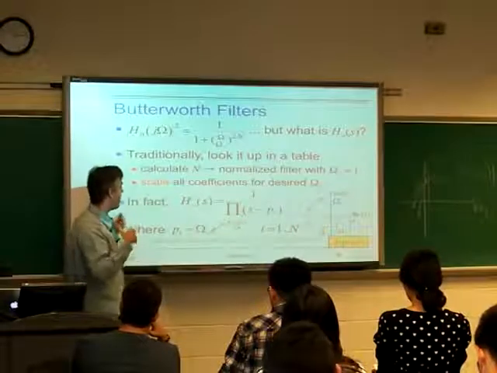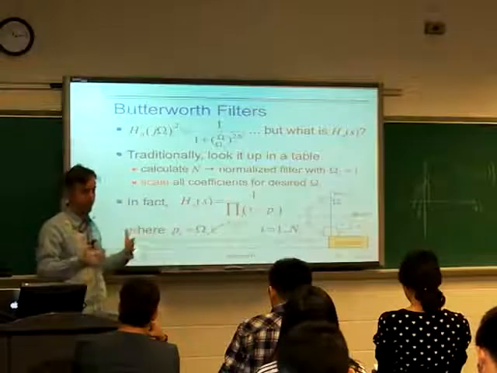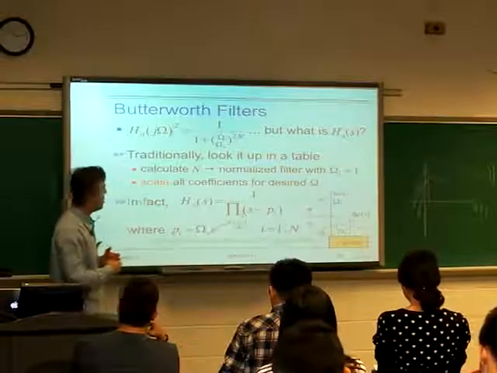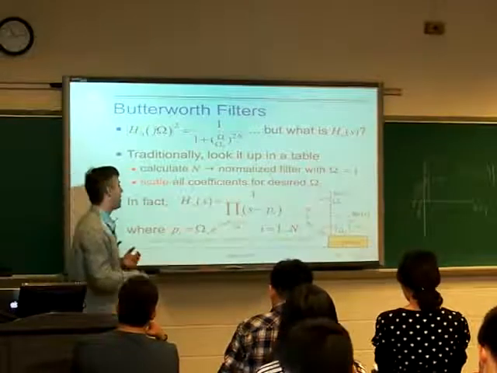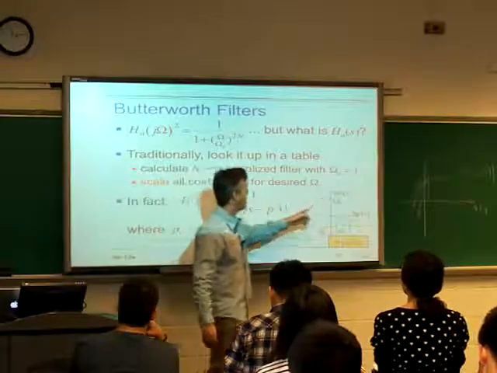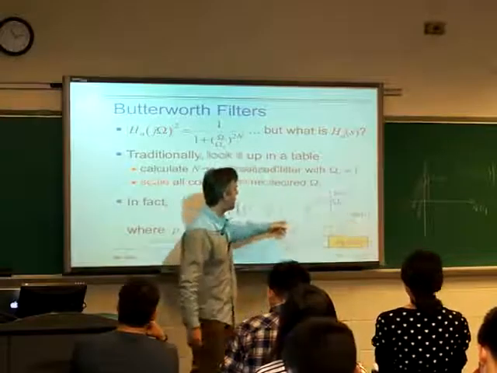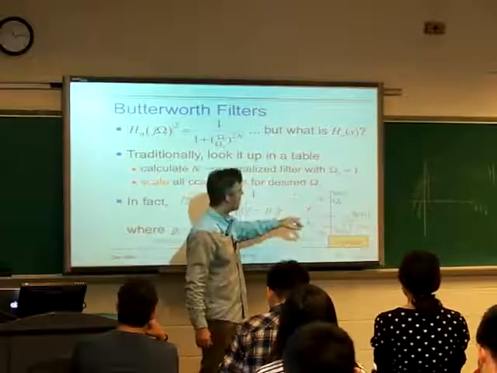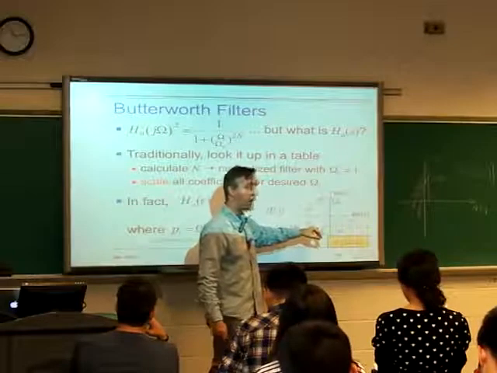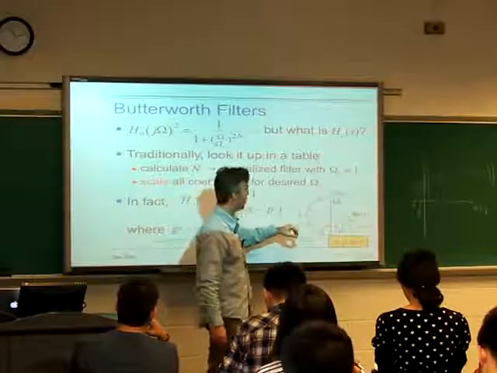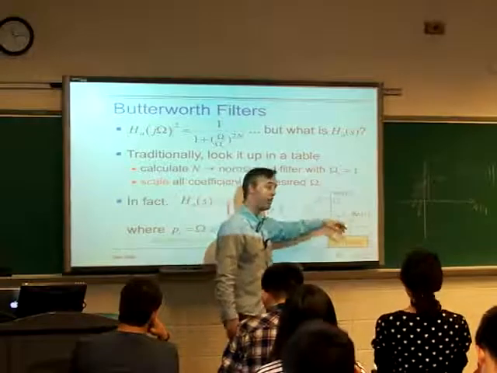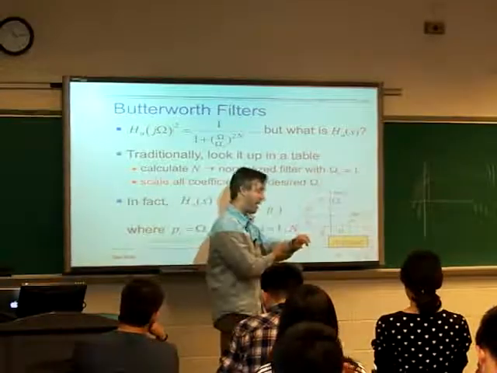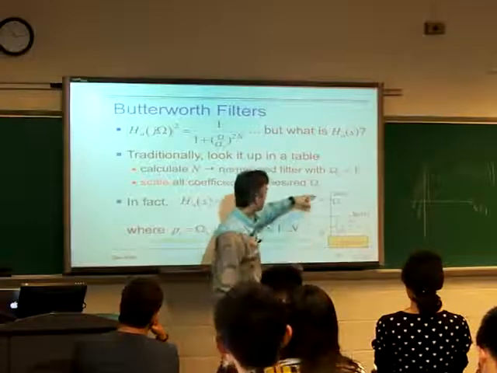But of course, it does have an actual H of s, it does have a polynomial, and so we can think about where its poles are. And so we can look at that, and it turns out this is what we get. A Butterworth filter has this kind of pole-zero diagram: it has no zeros, and it has n poles for an nth order filter. And the poles are like this. They're on a semicircle in the left-hand half plane. They have to be in the left-hand half plane for stability.